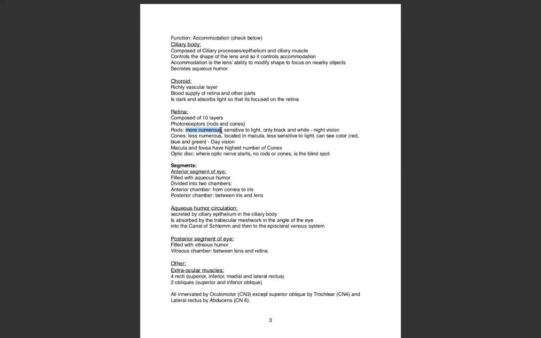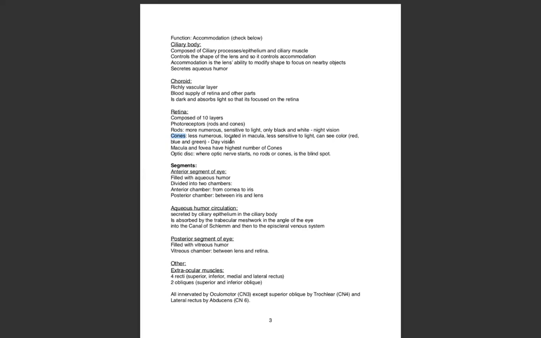And that's why in the dark you can't see colors. When it's dark you only see figures and things, because that's when the rods are working. The cones are fewer, but they are less sensitive to light, so they need a lot of light to be able to work. And they can see in colors, red or blue or green. And that's why in day vision you can see colors.